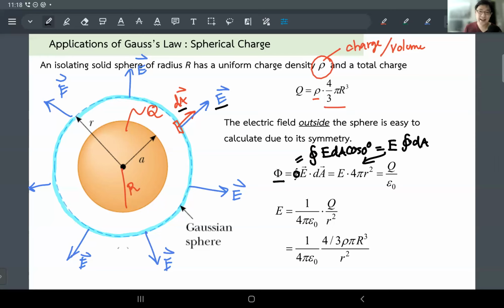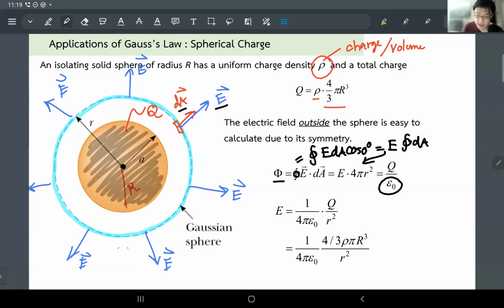No change. All right, so that's the left side of Gauss's law. What do I do next? I equate this to the charge inside this Gaussian sphere divided by epsilon naught. How much charge should I put here, guys? The whole thing, because this is the total charge that is inside this one. That's why you put the whole Q in here.